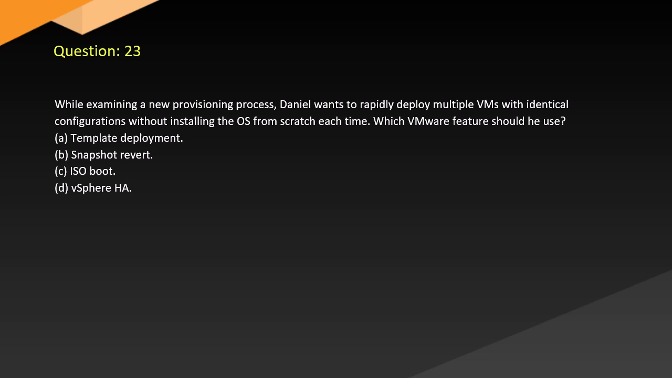Question 23. While examining a new provisioning process, Daniel wants to rapidly deploy multiple VMs with identical configurations without installing the OS from scratch each time. Which VMware feature should he use? A. Template deployment, B. Snapshot revert, C. ISO boot, D. vSphere.